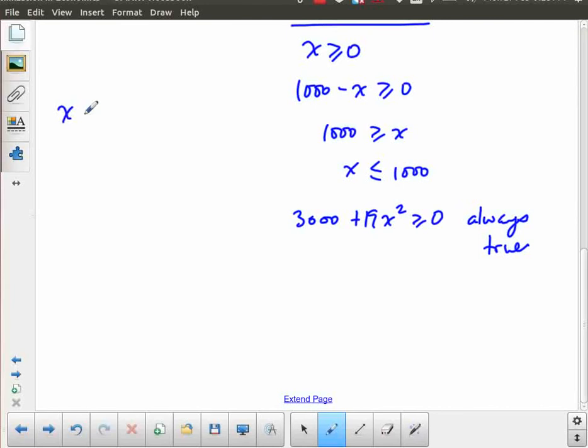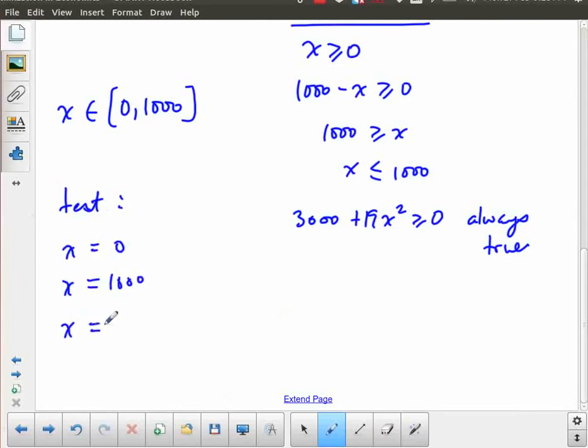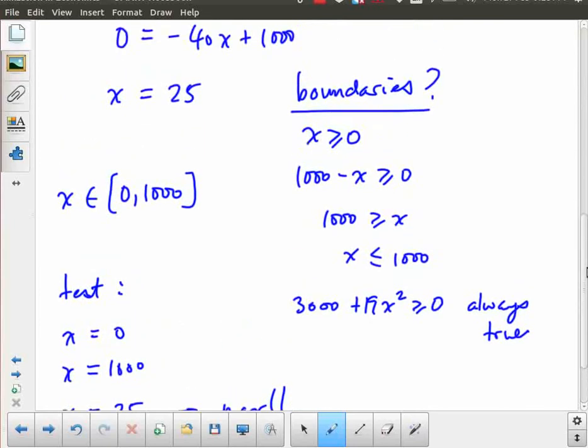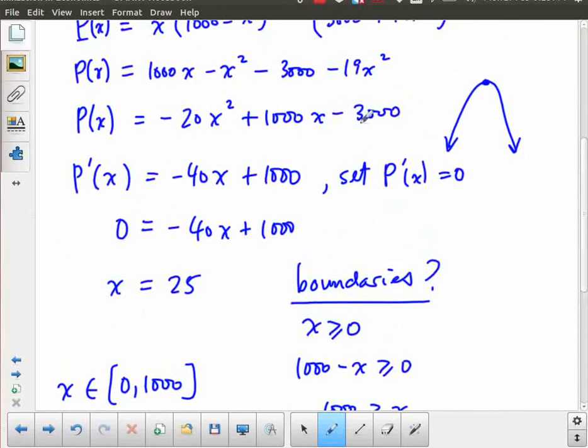So in this case, what is our closed interval? It's going to be between 0 and 1000. Oops, not a round bracket. That should be a square bracket. And so we would test x equals 0, x equals 1000, and x equals 25. And this one is going to be the maximum. And I know that already because of the very simple quadratic equation that I got for my profit.